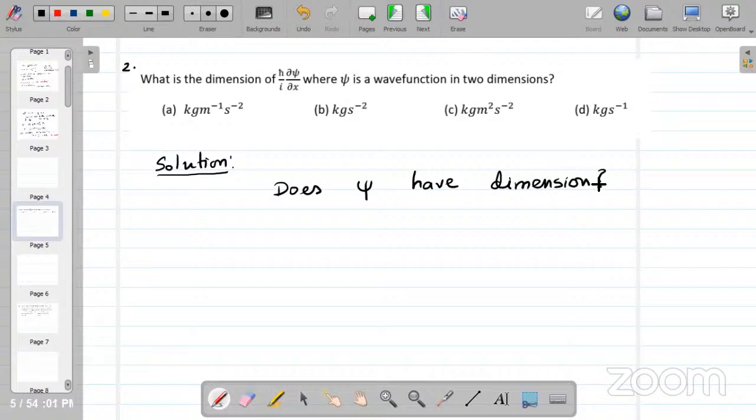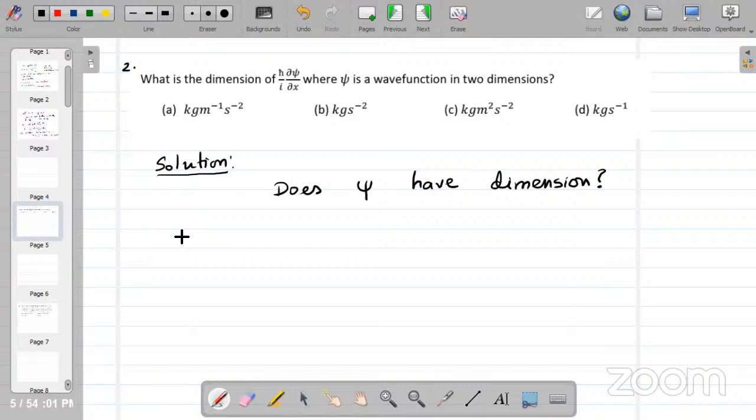So everyone agree that psi has a dimension, right? If yes, what is the dimension? 1 over root of length. It's length to the power minus half. Pardon? Length to the power minus half.